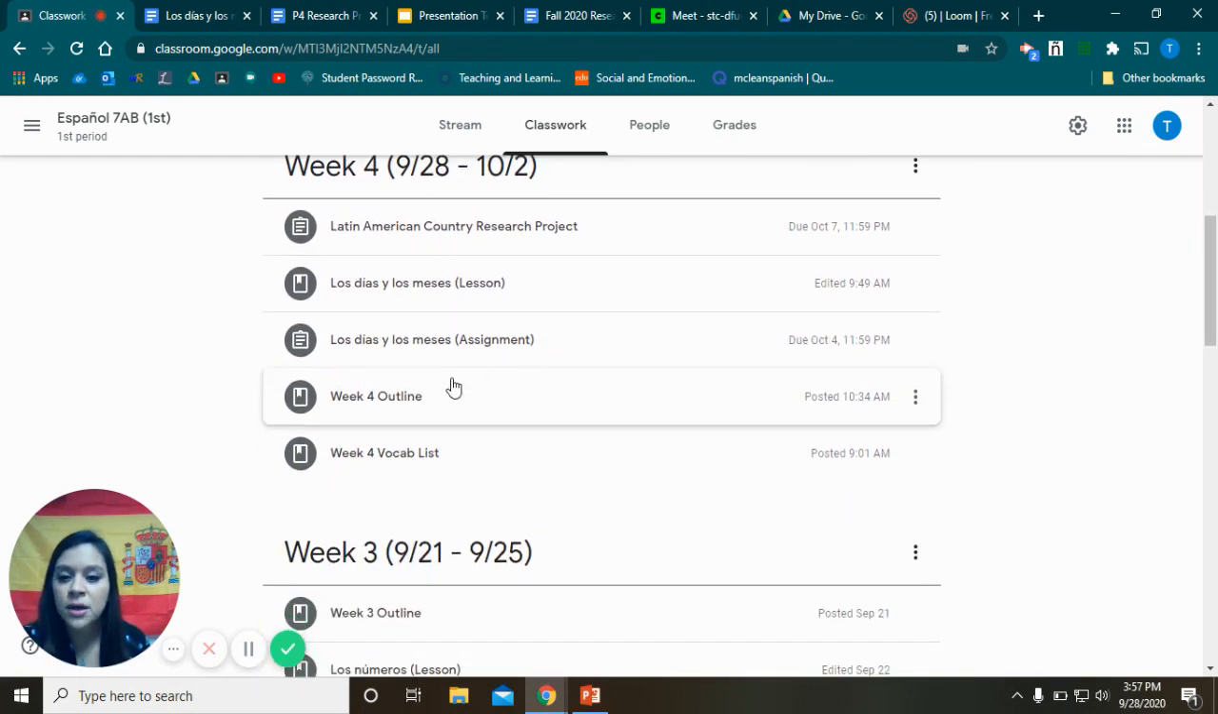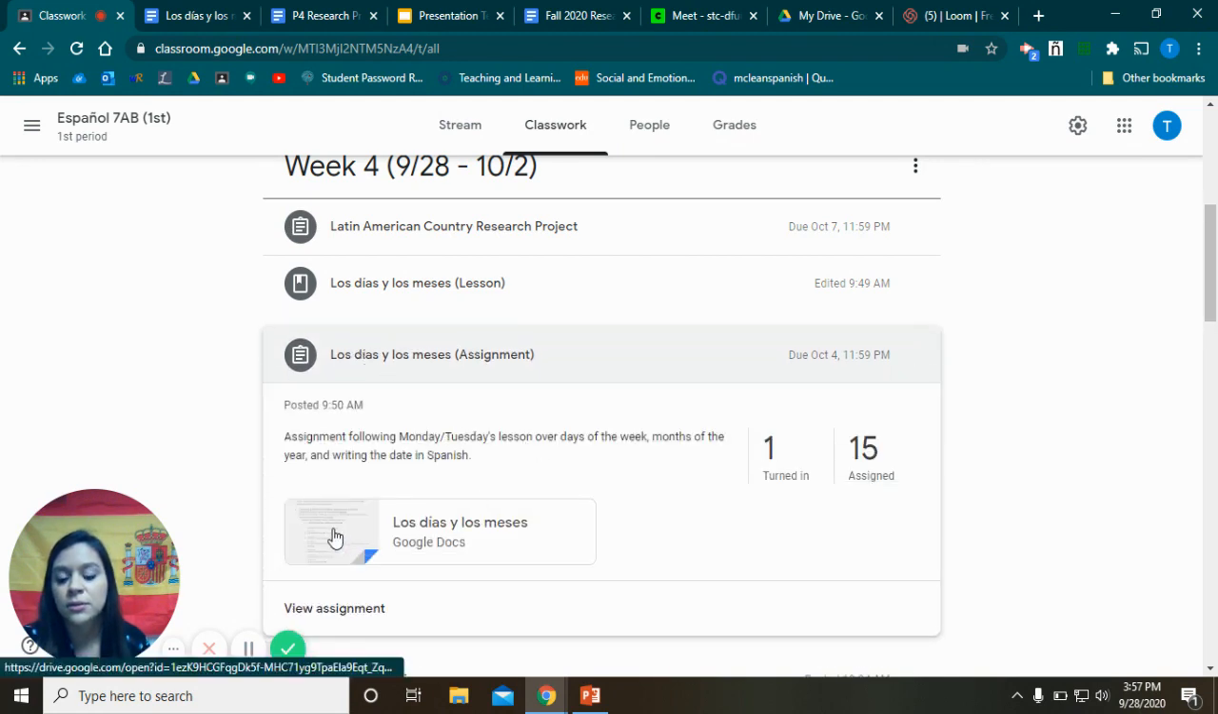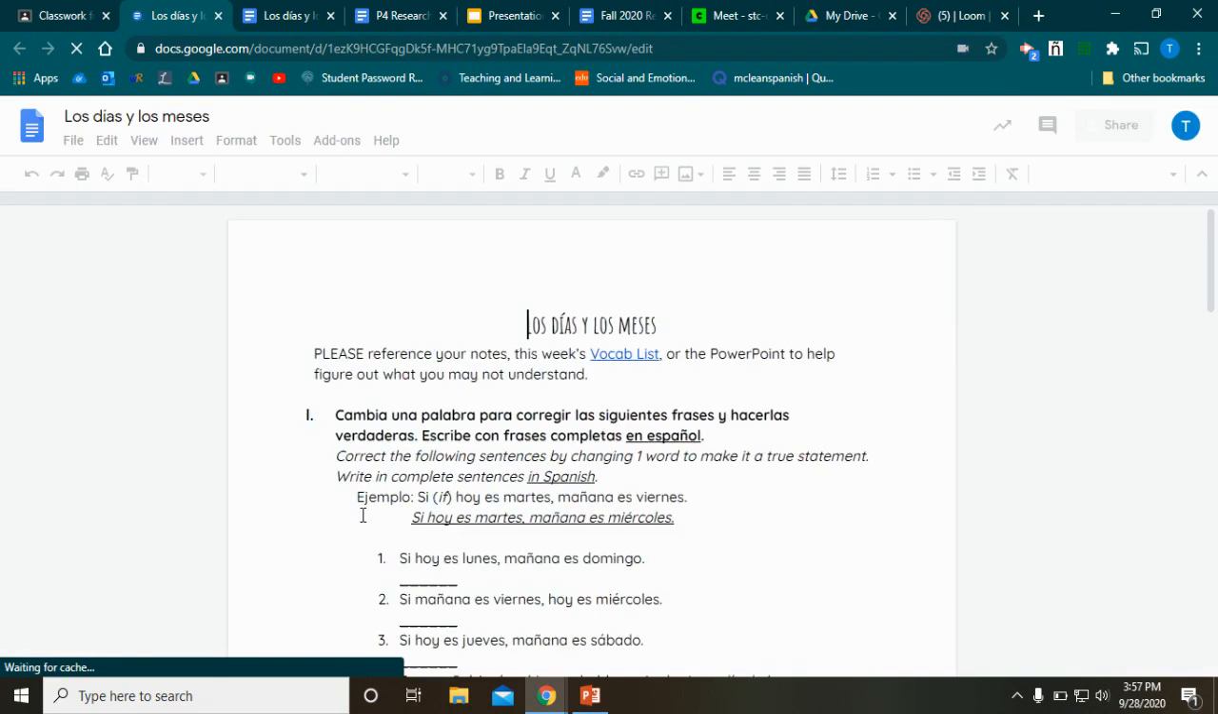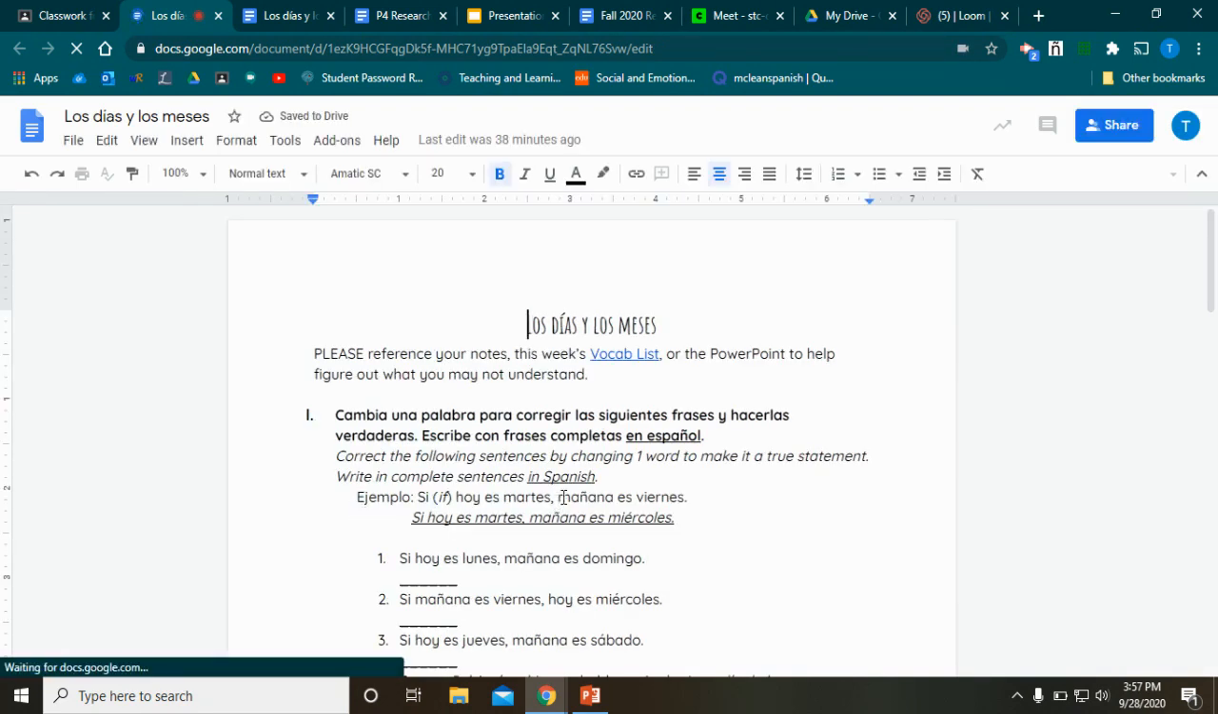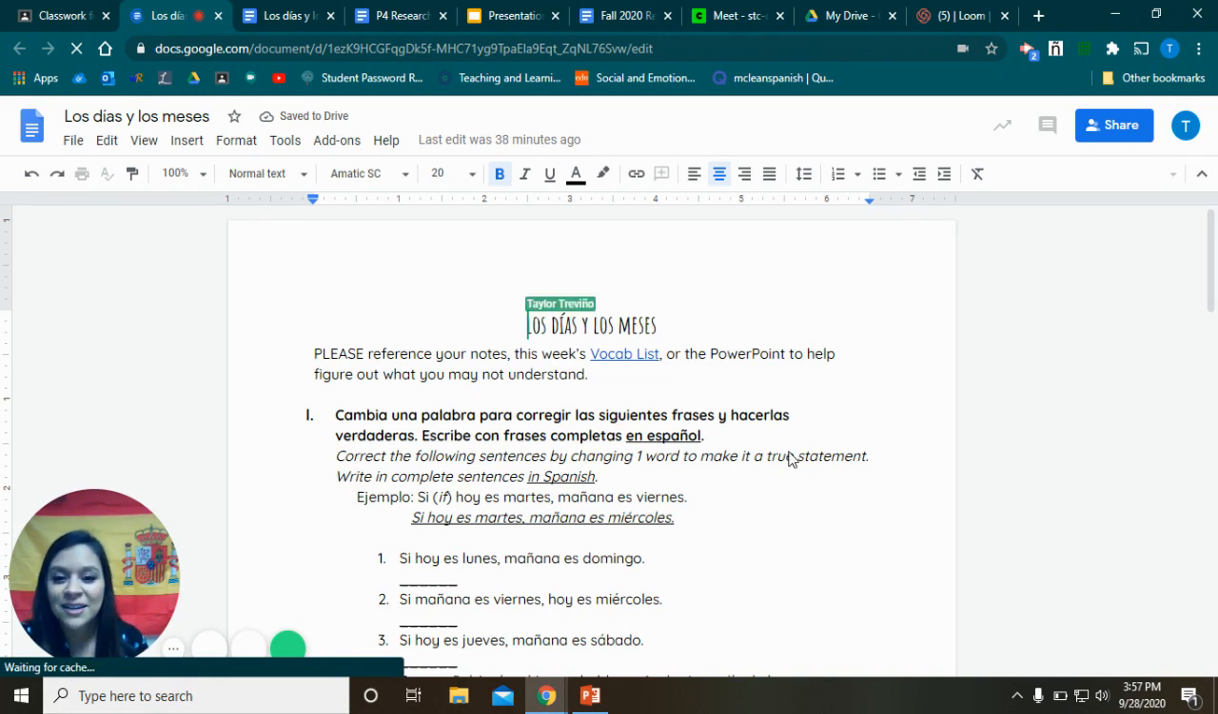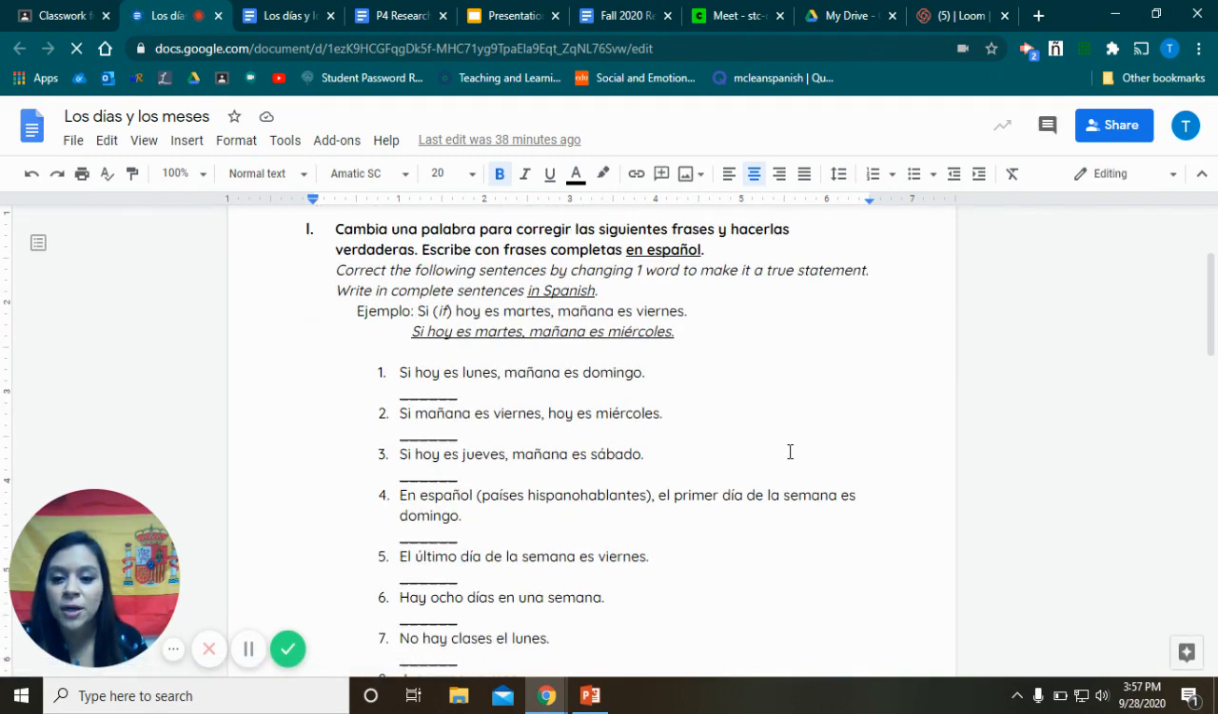Let's look, while we're still on the days of the week, let's look at this assignment. So there are 3 parts. It is more Spanish heavy than normal. It may be a little bit more challenging, but that's okay. I know y'all can do it. So there are 3 different parts.